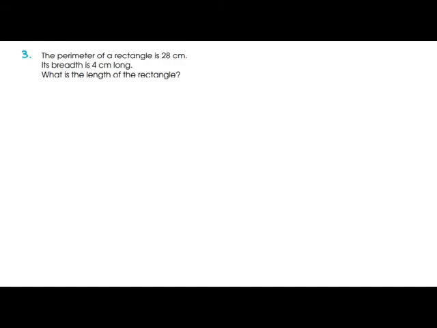Okay, we have question number 3. The perimeter of a rectangle is given. Now we are going to find out the length of a rectangle. First of all, you have to recall a rectangle has two equal pairs of sides. If we are saying that the breadth is 4, this breadth and this breadth are basically equal, and the lengths of these two are equal. They are making the shape of a rectangle.